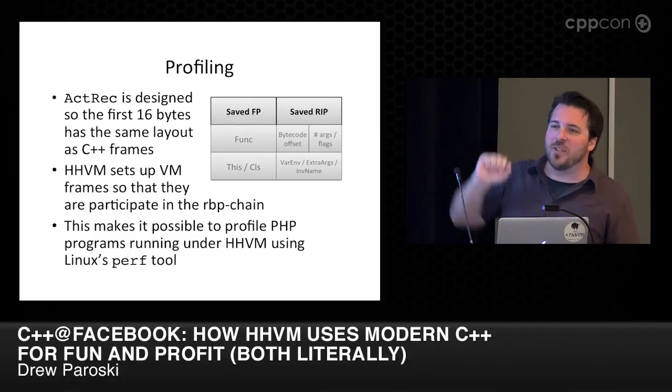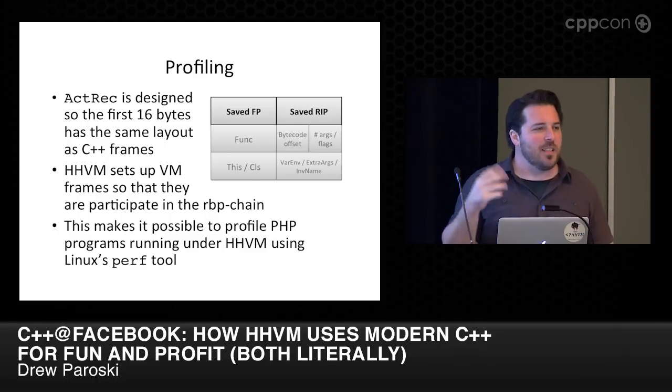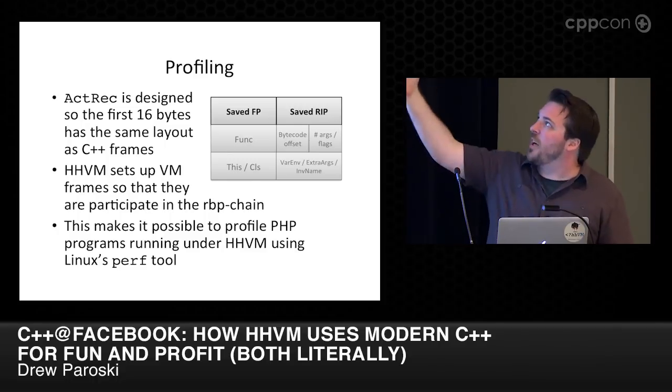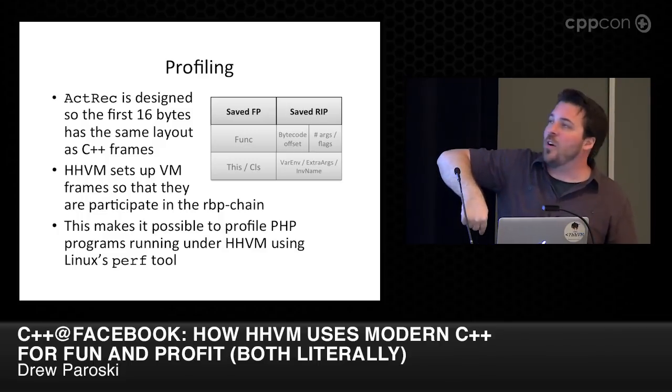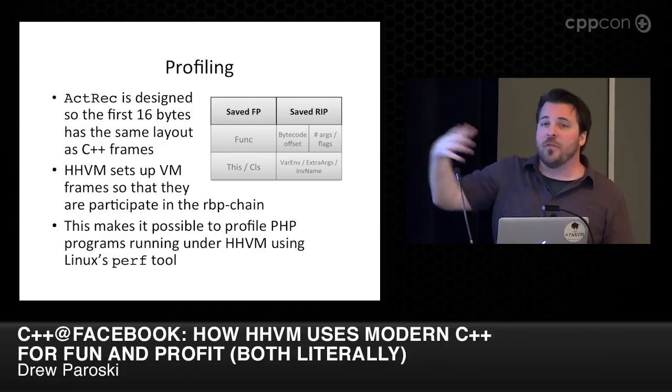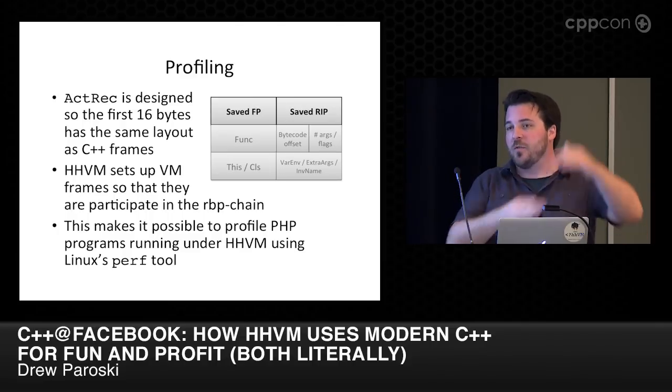we made sure ActRec was laid out the same way as native frames, as C++ frames, for that first 16 bytes. So the first 8 bytes is the pointer to the previous frame in the call stack, whether it be another VM frame or a native frame, because remember the stack can be interleaved with C++ frames and native frames. And then we have the machine address that we're returning to.